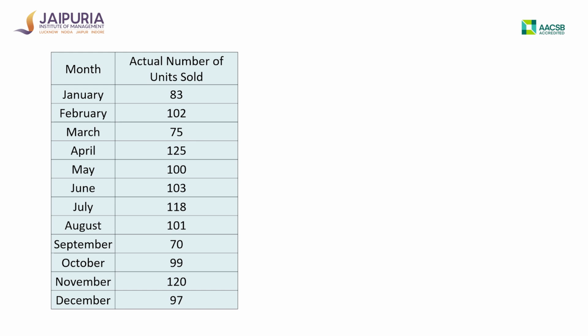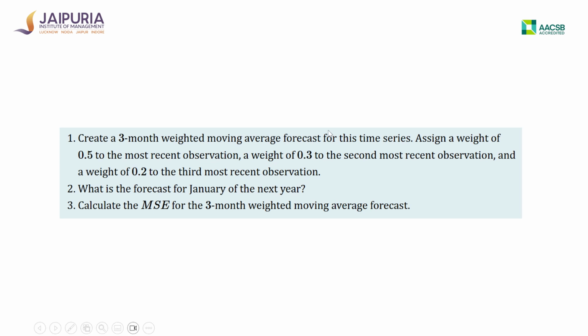to each of these. In this particular question, if we see, it says that the most weight assigned is with the most recent observation, which is 0.5. A weight of 0.3 to the second most recent observation, and a weight of 0.2 to the third most recent observation. So this is the first task we have to do. Then what is the forecast for Jan for next year? And then also calculate MSE, which is mean squared error, for the 3-month weighted moving average forecast.